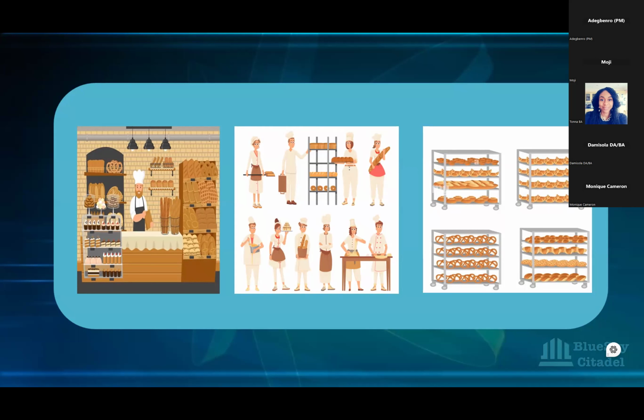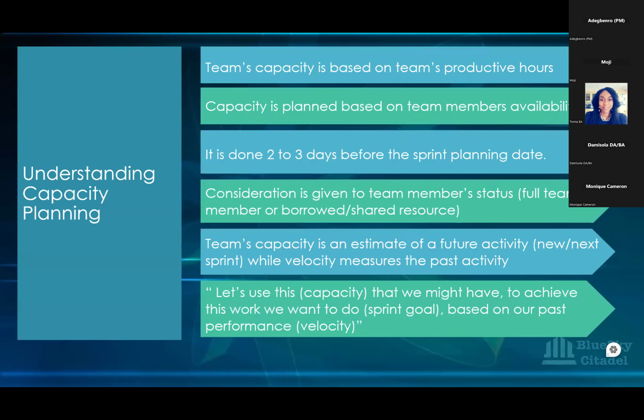In their own case, we're saying daily goal. It could be the sprint goal when it comes to a development team. Okay, so having that understanding, we also now want to have some understanding of capacity planning. For capacity planning, the team's capacity is based on the team's productive hours.